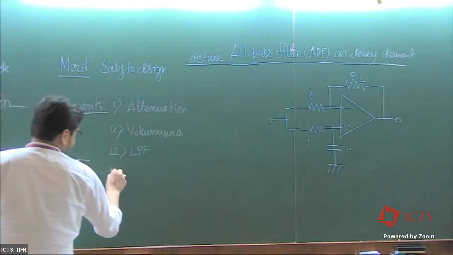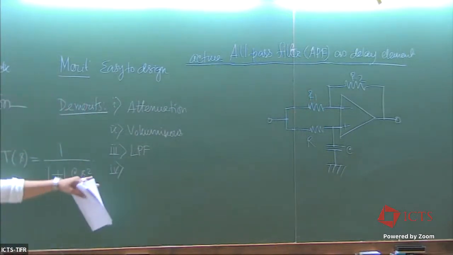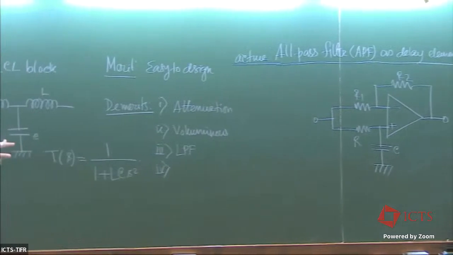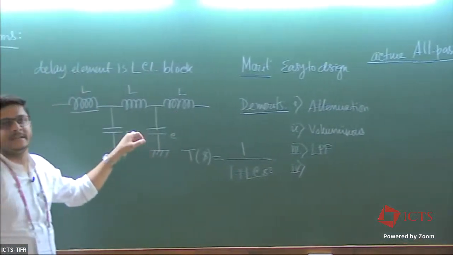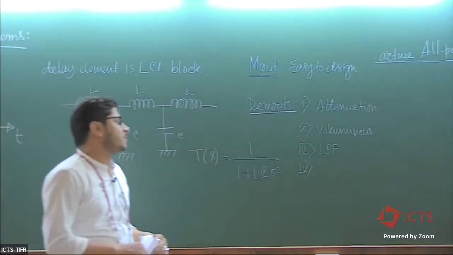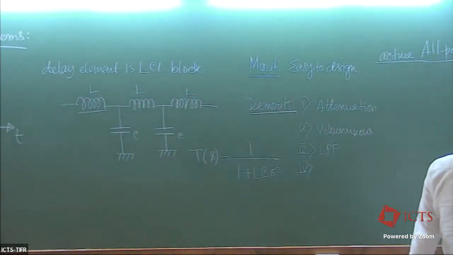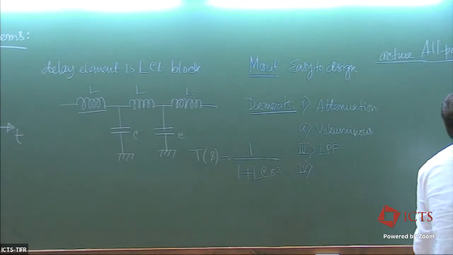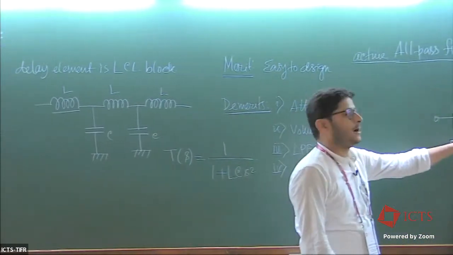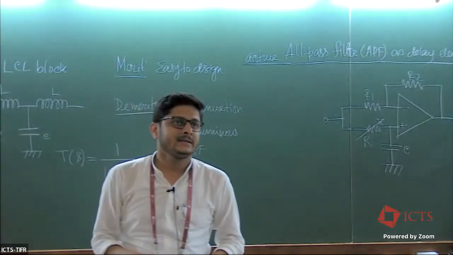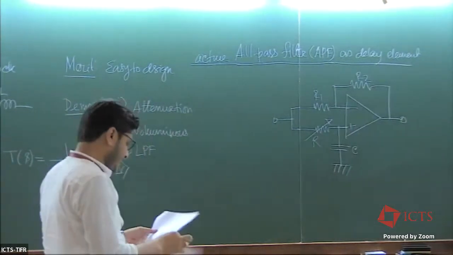Here is another demerit of the LCL block. If you want to change the value of the delay, then you have to change either L or C. The variation of L and C is very difficult, so you cannot smoothly vary that system. But here we keep a potentiometer in place of R. By the potentiometer, you can vary the resistance, so you can get the variable delay effect.